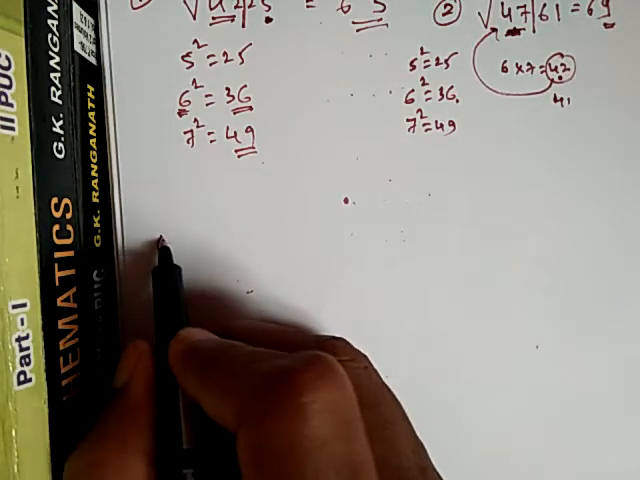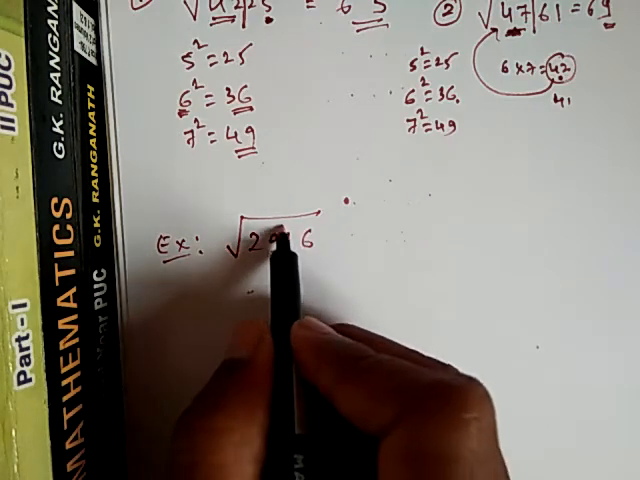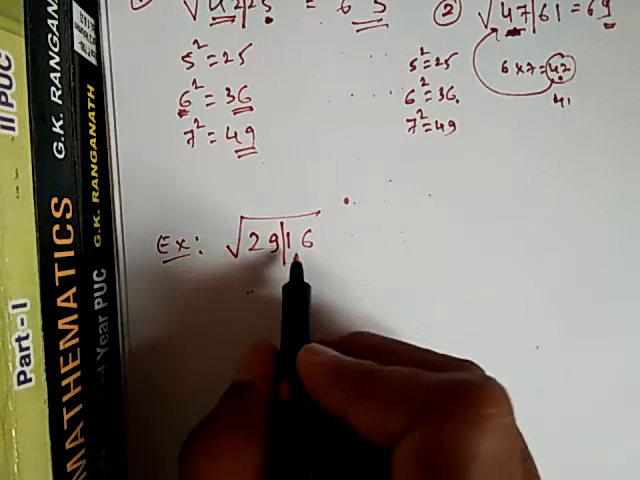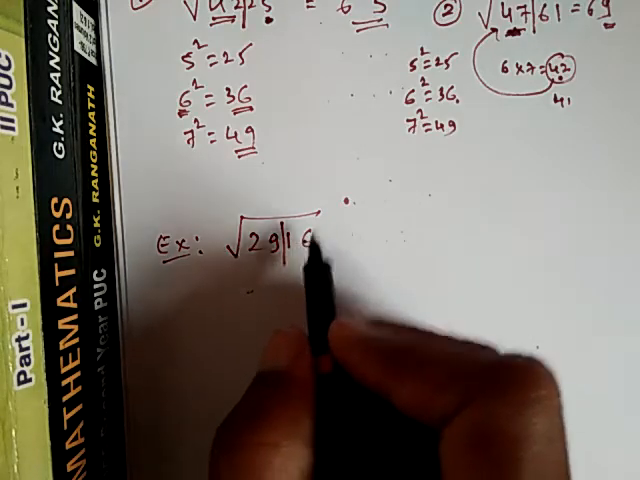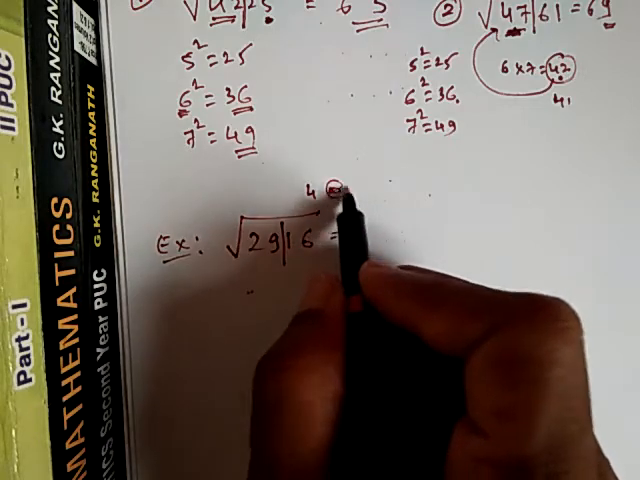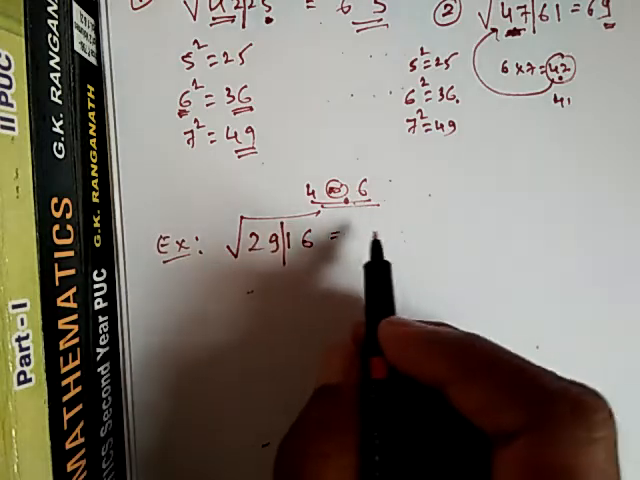Next, one more example I will take here. Root of 2916. Make two digits here. If you make two digits, it is ending with 6. If it is ending with 6, the unit digit will be 4 or 6. Unit digit will be 4 or 6. So we don't know which digit will come.